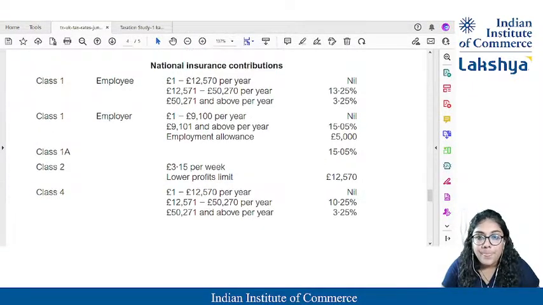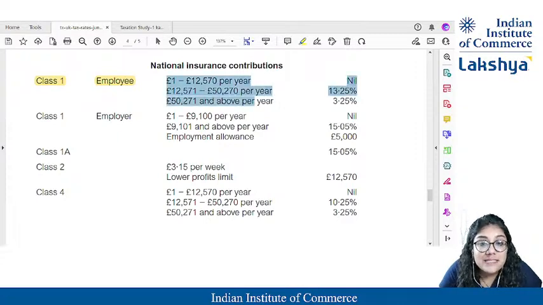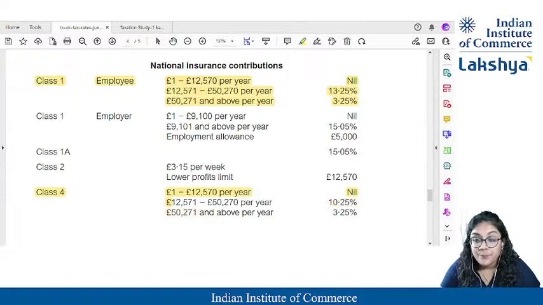Over here, when it is NIC, class 1 is to be given to the employee. So this will be the band. Students, these bands are exactly the same over here in class 4 also. Some bands are the same, but only the rates are different, 10.25 and 13.25. Class 1 is for employer also, maybe employer allowances we have to take. Then class 1A is directly given at the rate of 15.04. Then we know class 2 and class 4. Now both these classes are applicable to whom? If I'm doing any business, that's all.